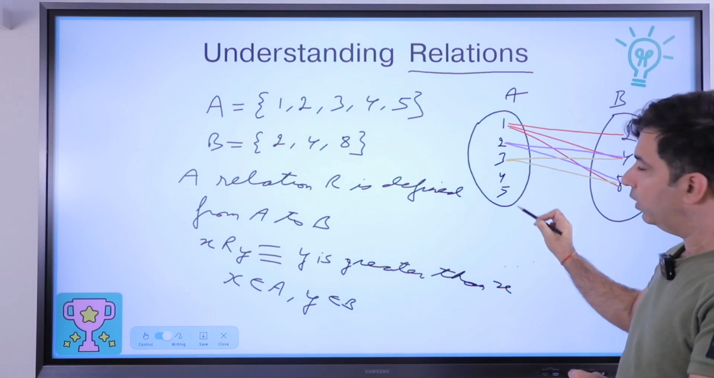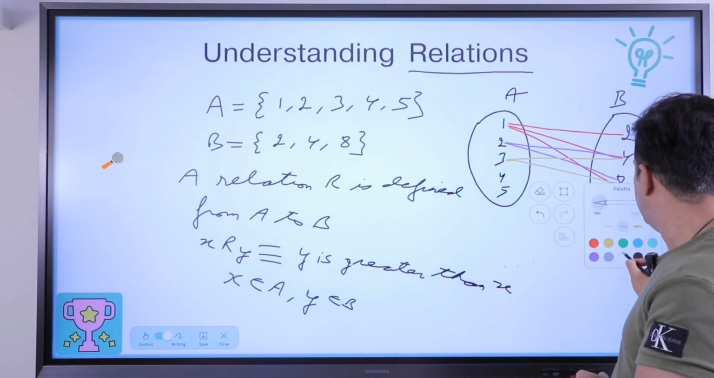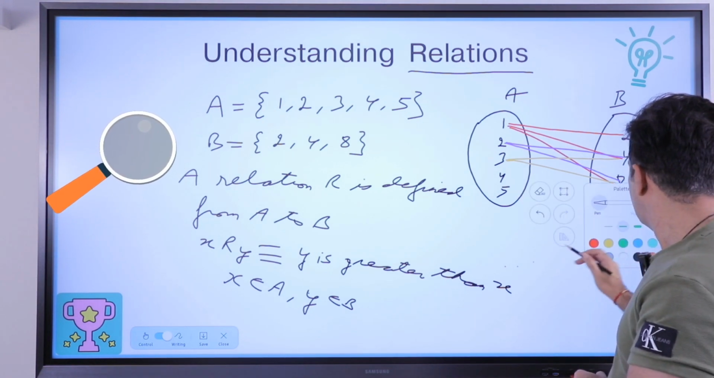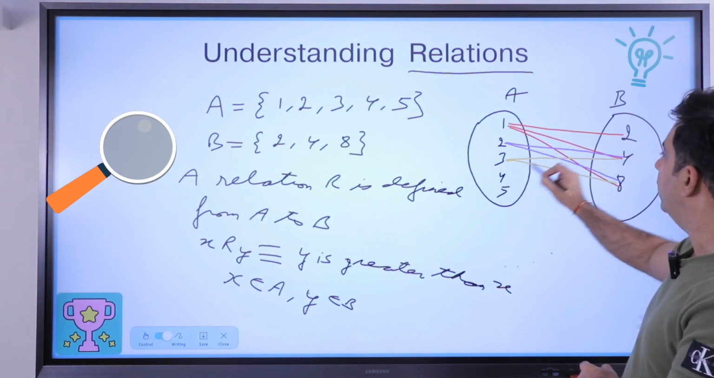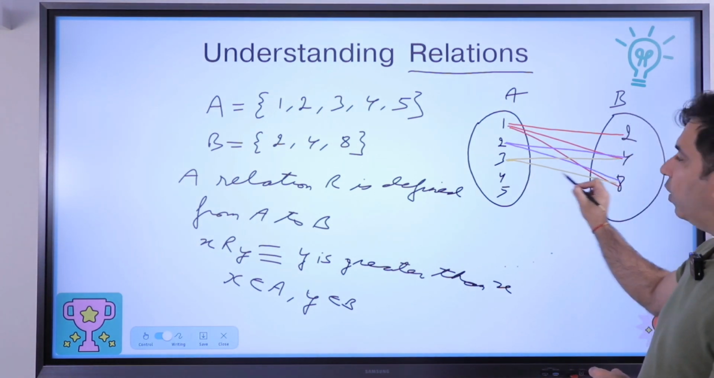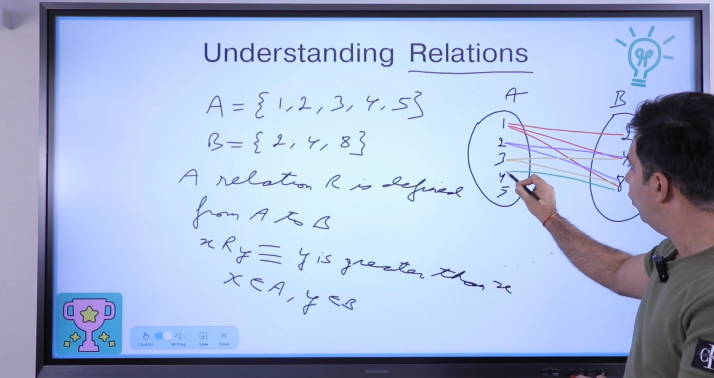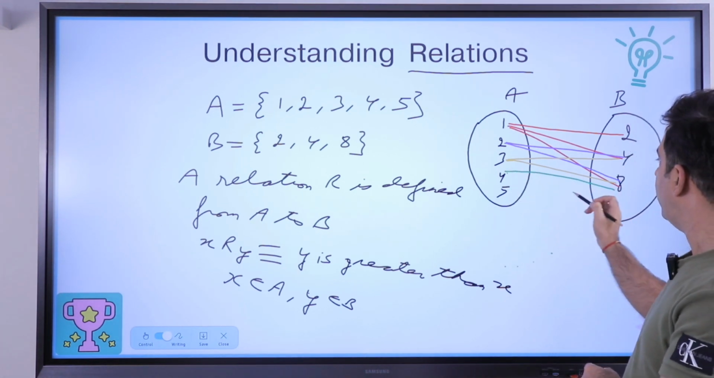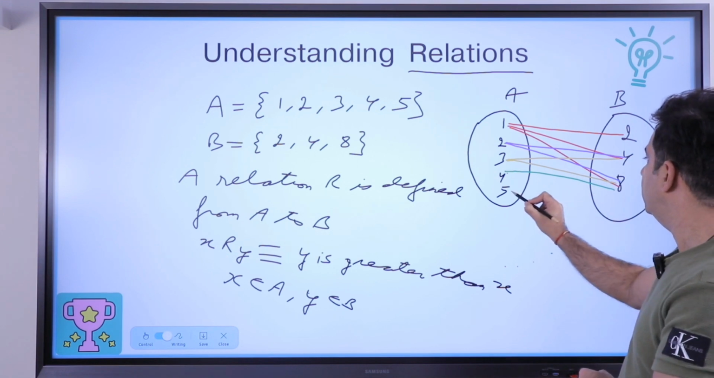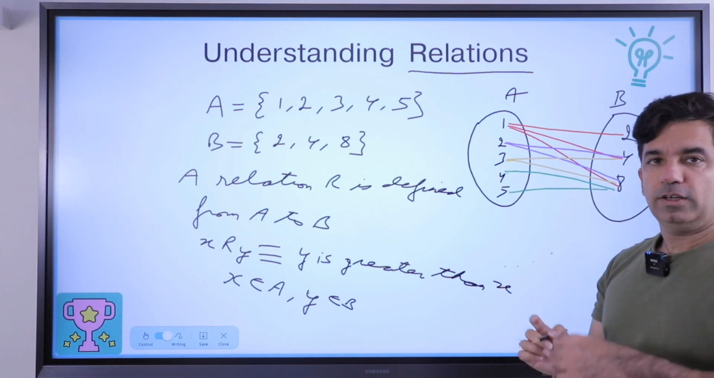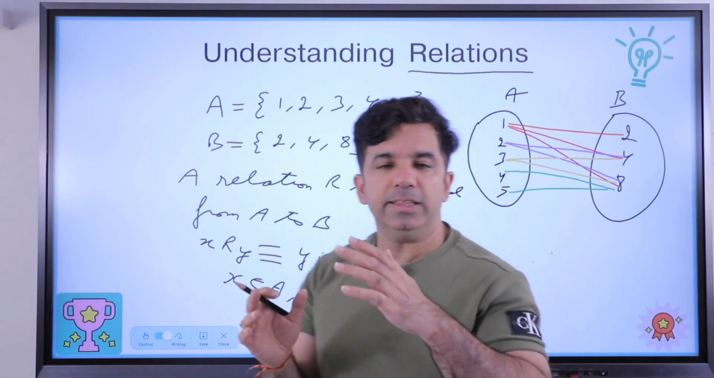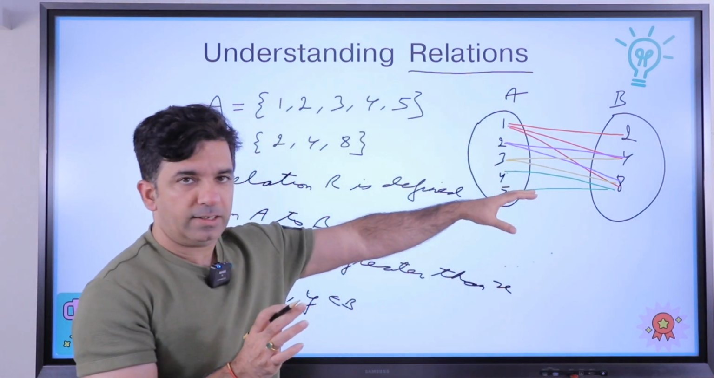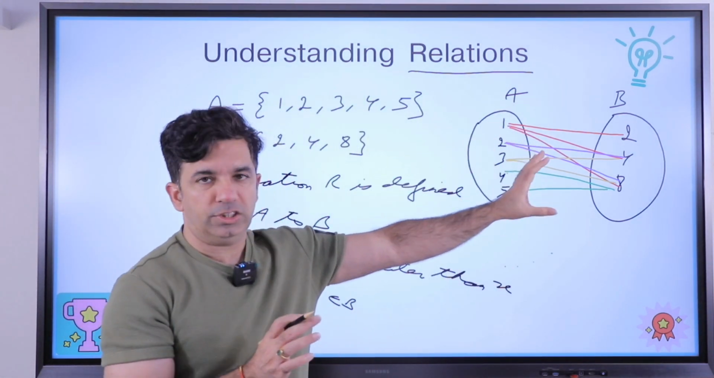Now I'll come to this 4. In the case of 4, 2 is greater than 4 is wrong, 4 is greater than 4 is wrong, but 8 is greater than 4 is true. So these two are connected only. And in the case of 5, with the same logic, only 5 and 8 are connected. So these elements are connected in this manner between the sets. These are the possible relations.